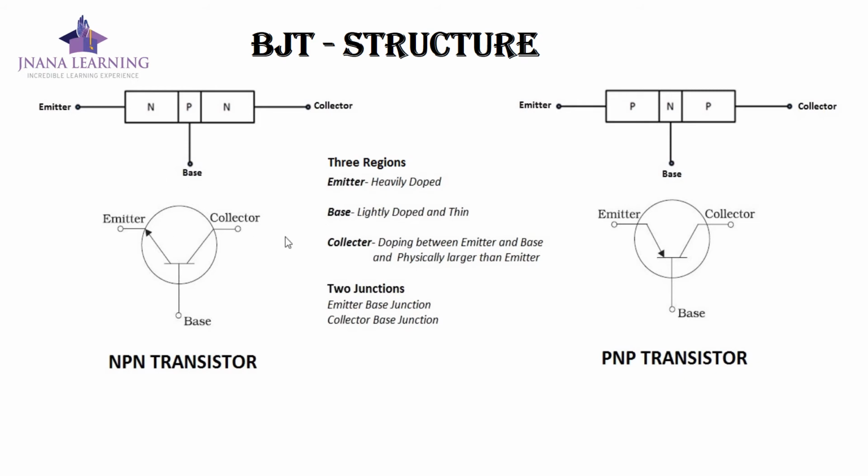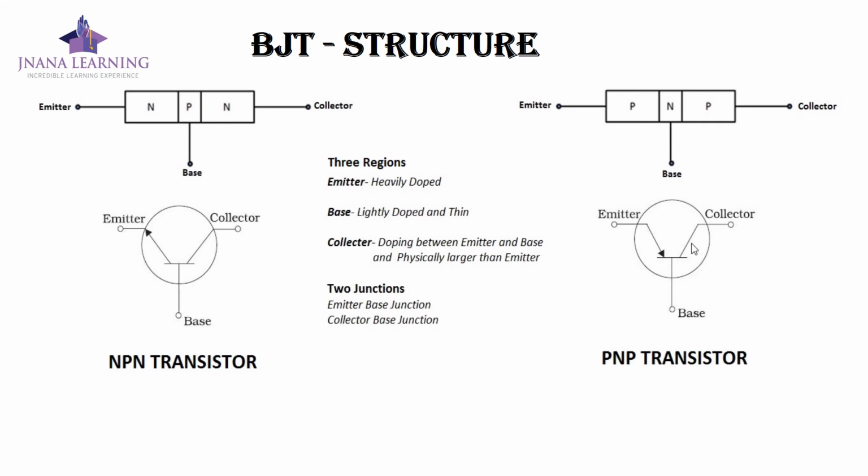Now the symbol of NPN transistor and PNP transistor. This is the symbol for the NPN transistor. This is the emitter, collector and base. And this arrowhead points in the direction of conventional emitter current, from P to N. So in this case, the emitter current flows from P to N as electrons pass from N to P. So the current will be from the P region to the N region, that is in the outward direction. That's why the arrowhead is pointed in this direction.